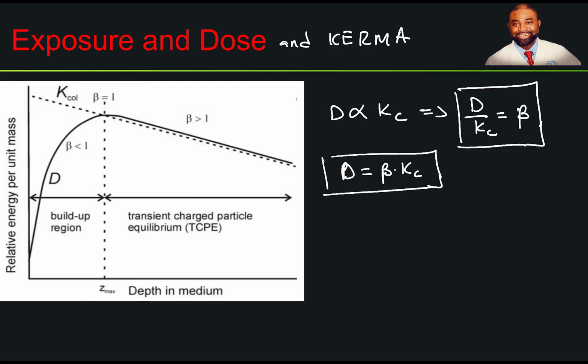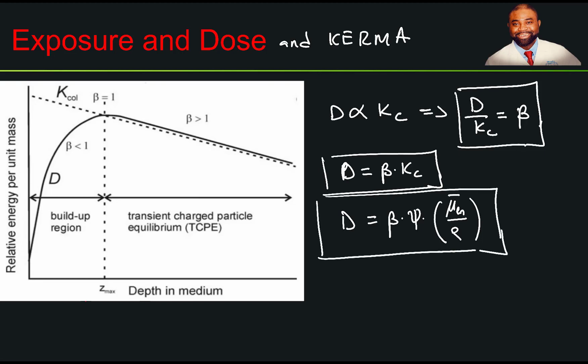But what do you recall? This means that the dose is equal to a constant multiplied by the fluence multiplied by the average mass absorption coefficient. So this formula is the formula to calculate the dose in a given medium.